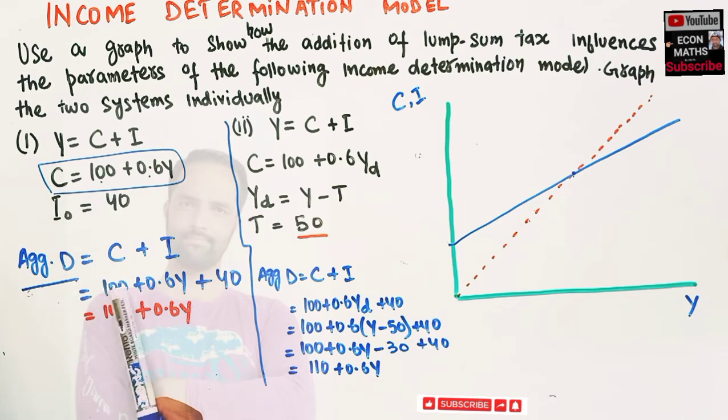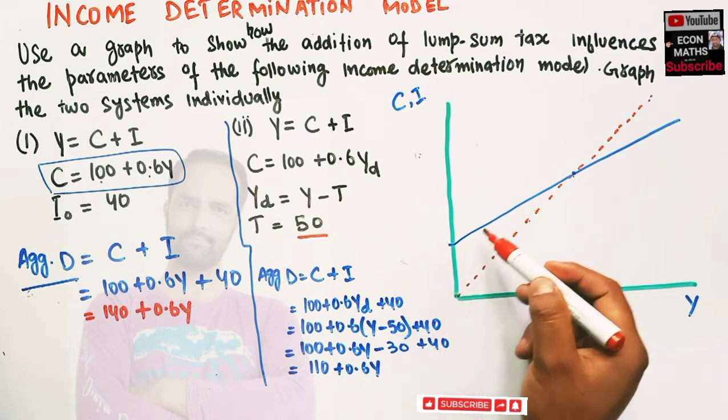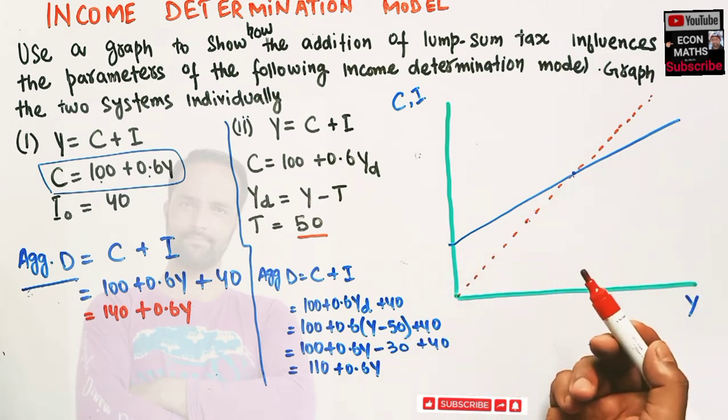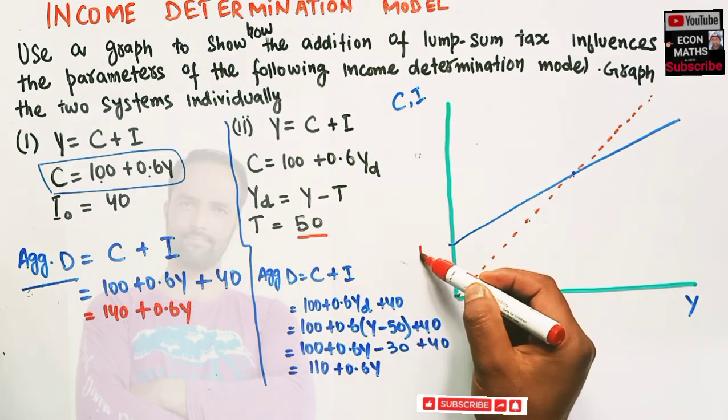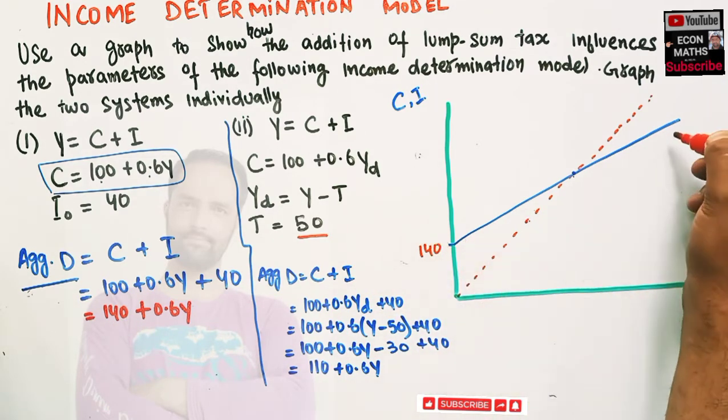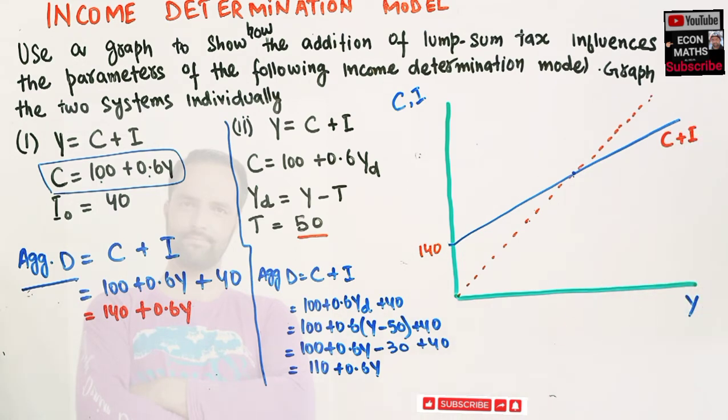So our aggregate demand will be equal to consumption plus investment. The consumption function is given as 100 plus 0.6Y, plus 40. In this case we don't have the lump sum tax, so 100 plus 40 will be equal to 140 plus 0.6Y. So the intercept of this aggregate expenditure will be 140. This is actually our consumption plus investment. The aggregate expenditure intersects this 45-degree line here, so this will be our equilibrium. So what will be our equilibrium?